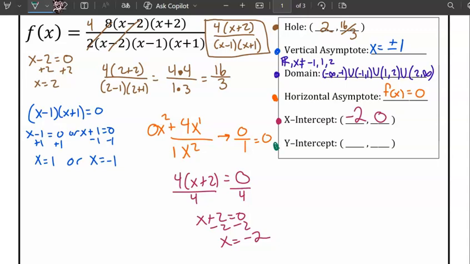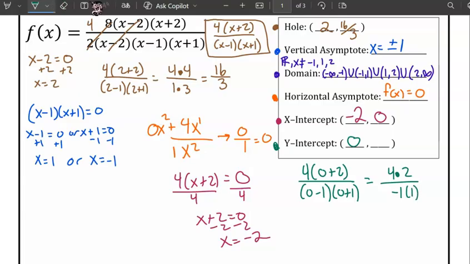For your y-intercept, plug in 0 for x and evaluate the expression. 4(0 plus 2) over (0 minus 1) times (0 plus 1). It gives you 4 times 2 all over negative 1 times 1. That'll give you negative 8. Your y-intercept is 0, comma, negative 8.